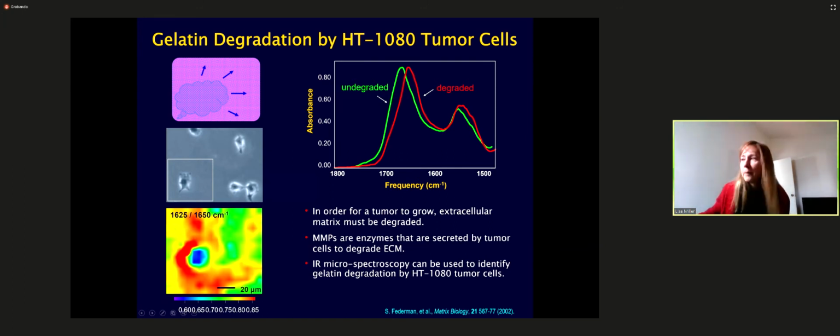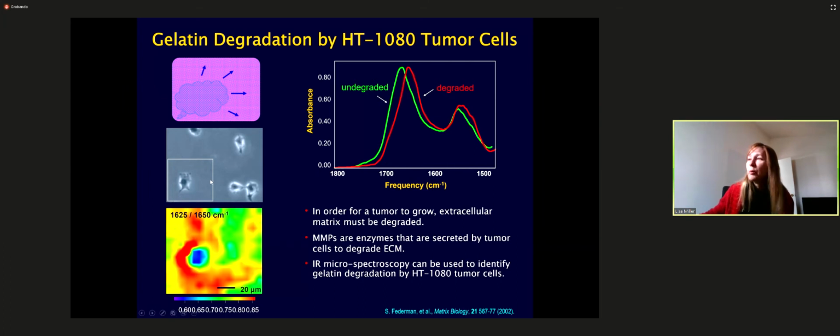This is work done with Irit Sagi from the Weizmann Institute. And we used a model tissue. For healthy tissue, you can use a model compound called gelatin, and that's the simplest model of tissue. We made a gelatin film on an infrared transparent material. And then we grew tumor cells, HT1080 tumor cells, on top of them. And we did infrared imaging again over the course of time.